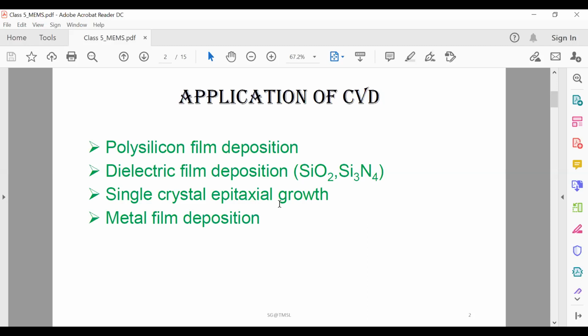Metal film deposition: if you use organometallic compounds, like tungsten, molybdenum, etc., you can deposit them using the CVD technique, and these are the various applications.